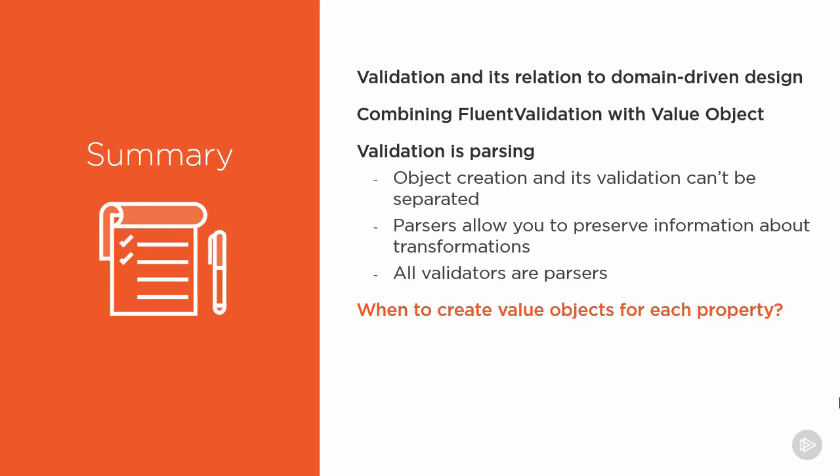We discussed that you don't have to create value objects for each property. The rule of thumb here is whether the property has more than one invariant, such as the maximum string length. If there are at least two invariants, for example, the maximum string length and a regular expression check, then you should introduce a separate value object for that concept. Otherwise, you can keep the primitive type.